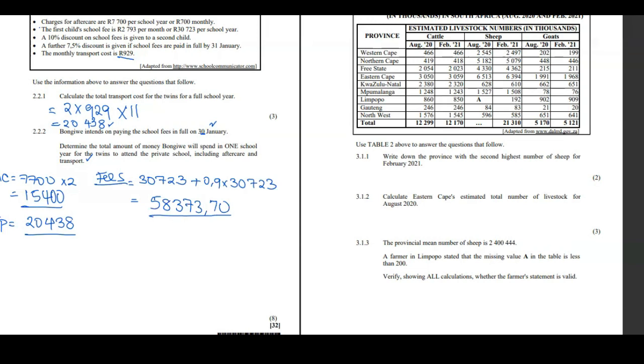So still when you add it, but then we had forgotten the 7 comma 5. Look at that. A further 7.5% discount is given if school fees are paid in full. Now, I would like us to take this to be only on school fees. The 7.5% does not apply to aftercare and does not apply to the transport. It's only on the school fees.